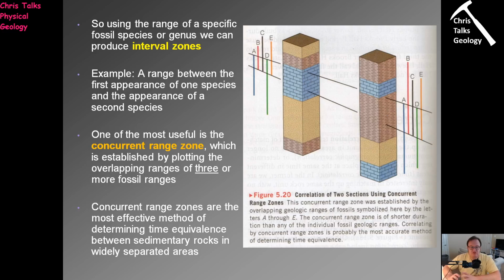And so these concurrent range zones are super helpful in producing what we refer to as time equivalence. And time equivalence is just simply saying this piece of rock here is the same age as this piece of rock here. And that's very important when you're trying to link rock together over very large distances. So you can use the fossils to do that, when it would be otherwise impossible to try and trace the layer of rock from one side of a continent to the other.